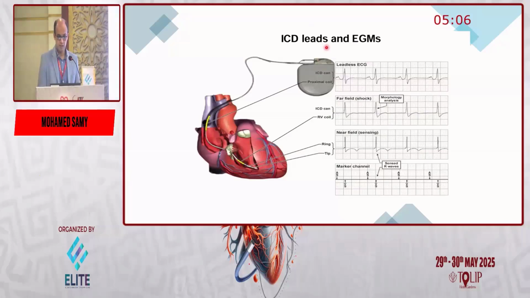This is the single chamber ICD. If it has proximal coils, we will get a leadless ECG, like lead 1 in the surface ECG. Far field shock records from the shock lead to the can, near field or the sensing electrode from the tip to the ring, and finally the marker channel, which will mark the event once the sensing threshold is met.